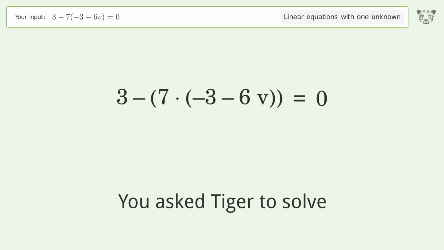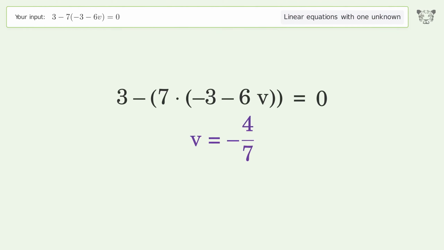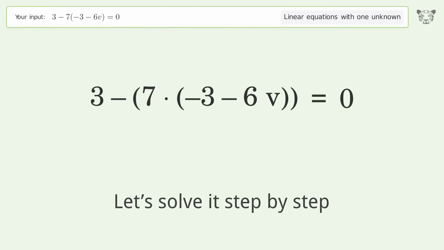You ask Tiger to solve this. This deals with linear equations with one unknown. The final result is v equals -4/7. Let's solve it step by step.